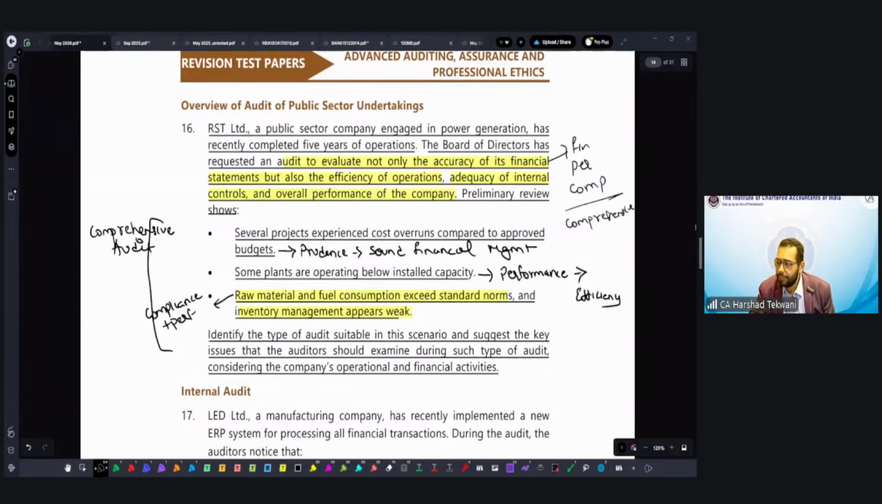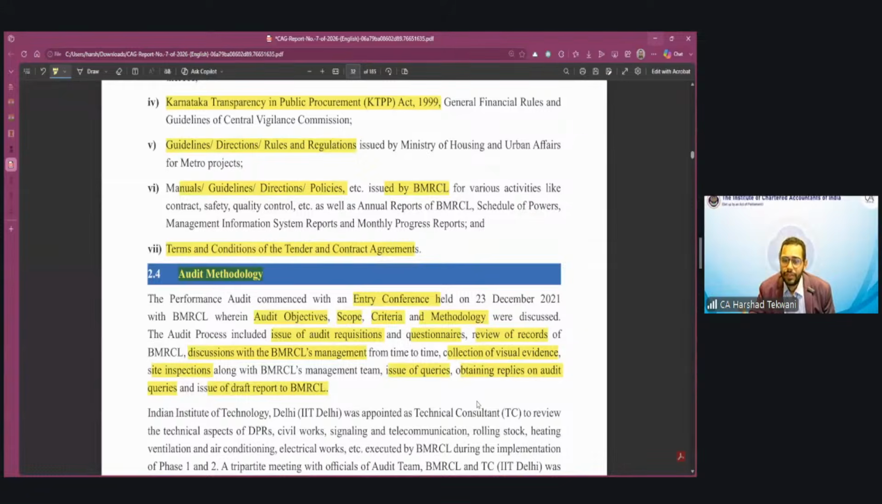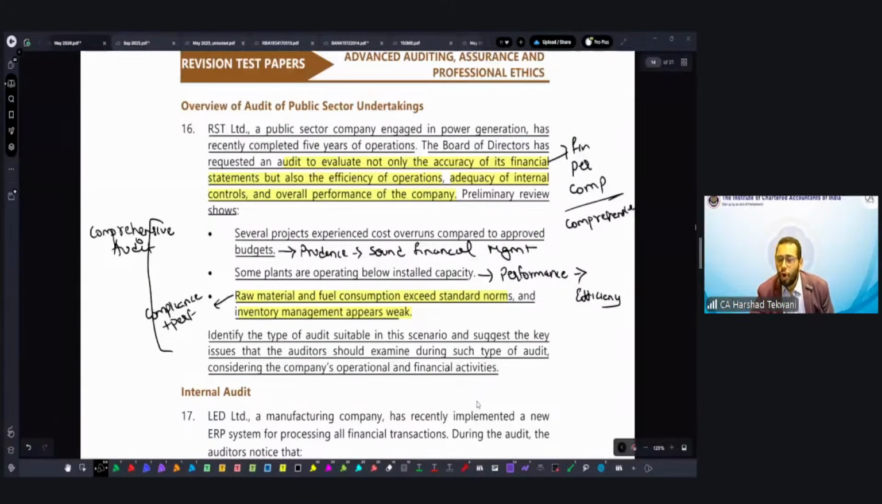For example, first, several projects experienced cost overrun compared to the approved budgets. In this scenario, what questions will you ask? What areas will you consider in this? Let's talk about cost overrun compared to budget. What questions will you ask from the management?